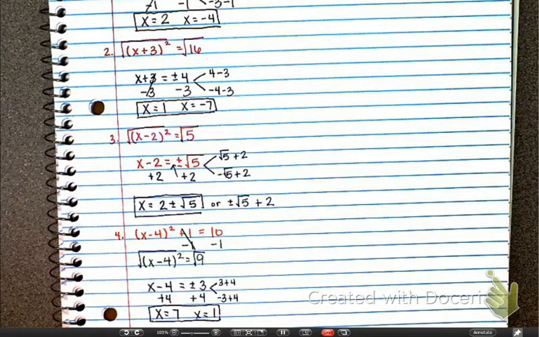We still okay? This is the hardest part of taking square roots. But if you still follow the same process of solving and getting x by itself, hopefully it's not complicated.